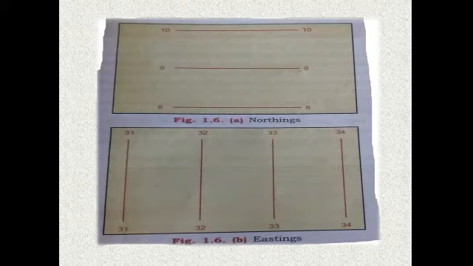Here you are seeing the images of eastings, northings and grid. When these two lines intersect each other, you get a box, which is known as a grid. It is easy to find the exact location. Therefore, numbers are there for the eastings, and numbers are there for the northings.